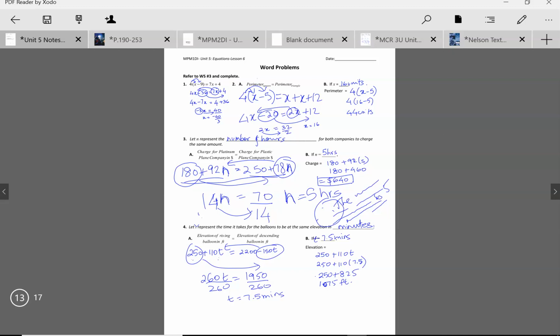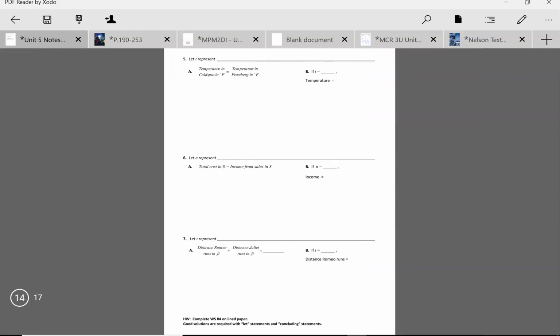So again, therefore statement: the time it takes for the balloons to be at the same elevation is 7.5 minutes, and that elevation is 1075 feet. So you're going to write a therefore statement. Very important. Okay. We're going to continue.